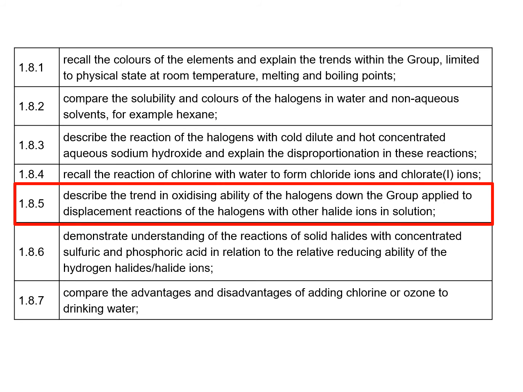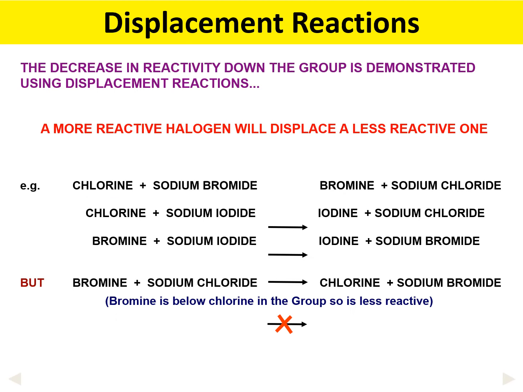The next section is where we look at displacement reactions. You've covered displacement reactions at GCSE. Now we're going to look at these reactions in terms of the oxidizing ability of the halogens down the group. You might remember these reactions as a more reactive halogen will displace a less reactive halogen from its solution.